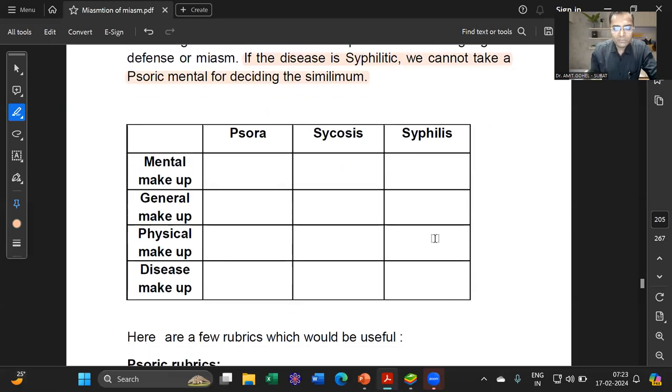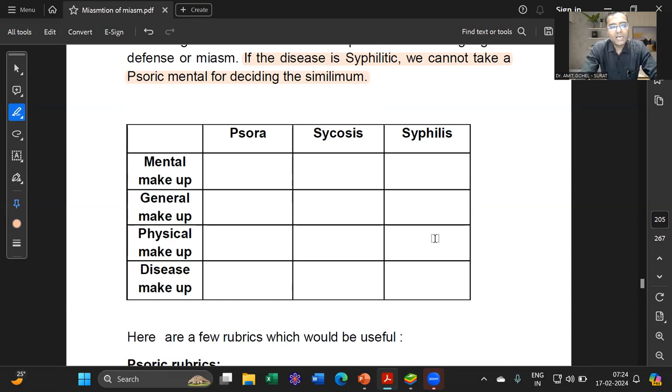So you have to keep this chart. In each and every case, you have to analyze this way. In the mental makeup, in psora, you have to put certain symptoms. In sycosis, you have to put certain symptoms. In syphilis, you have to put certain symptoms. In general makeup also, psora, sycosis, and syphilis. Physical makeup, you have also psora, sycosis, syphilis, and the disease makeup also.